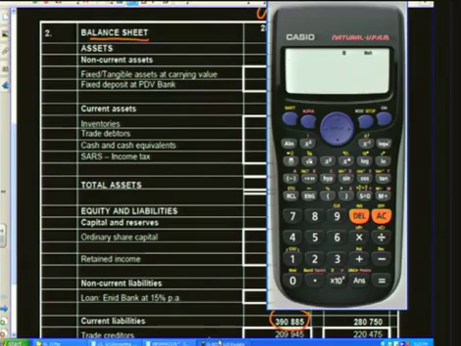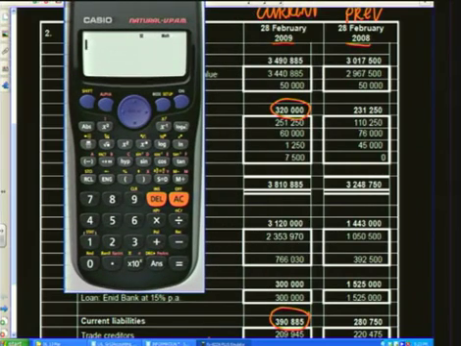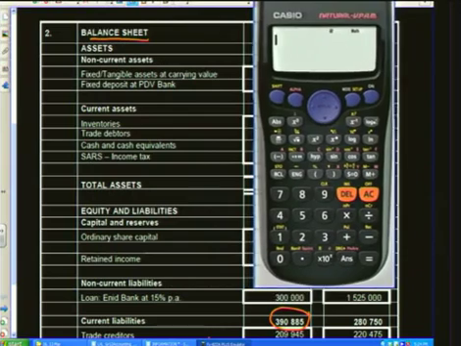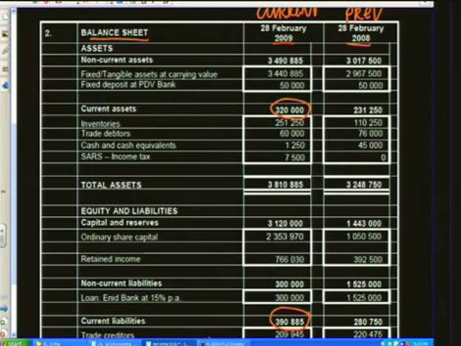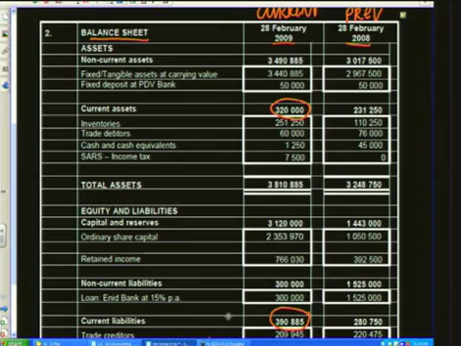Let's try that one more time. Okay, so if I take my current assets, which is 300, okay, let's try that one more time. All right, let's try that one more time. 300, okay, not really helping me. Okay, that's fine, guys. Let me just show you the calculation.